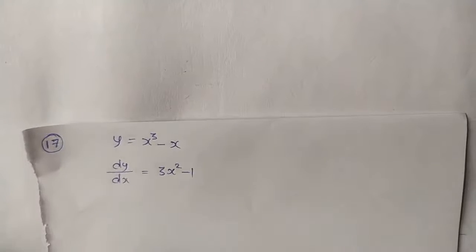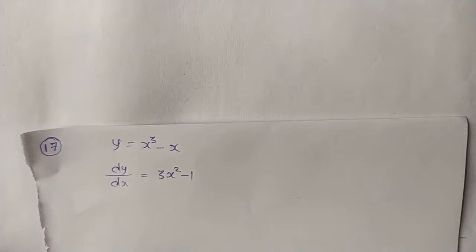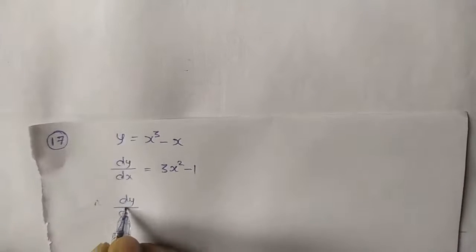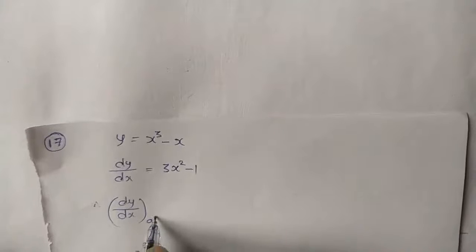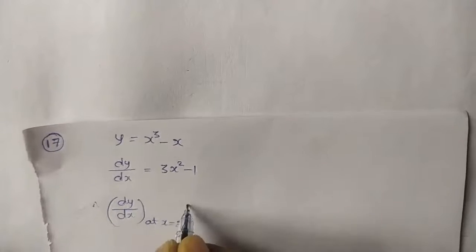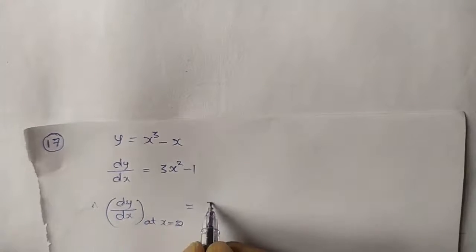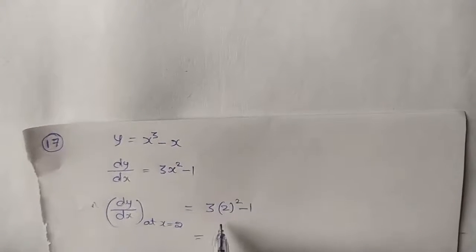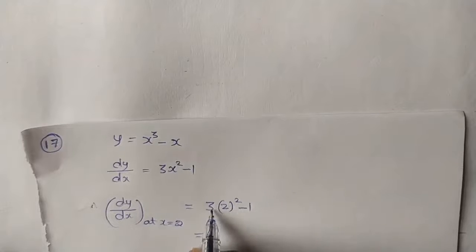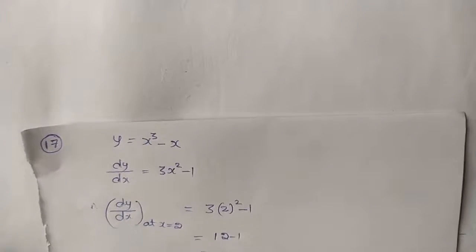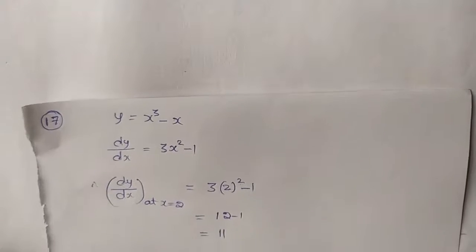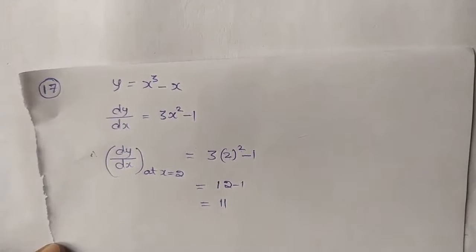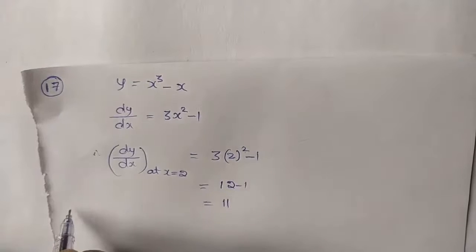Therefore dy by dx at x equals 2. Substitute the x value in this dy by dx: 3 into 2 square minus 1. 2 square is 4, 4 into 3 is 12, 12 minus 1, therefore this value is 11. Slope of the tangent is 11. Next, see the 18th question.